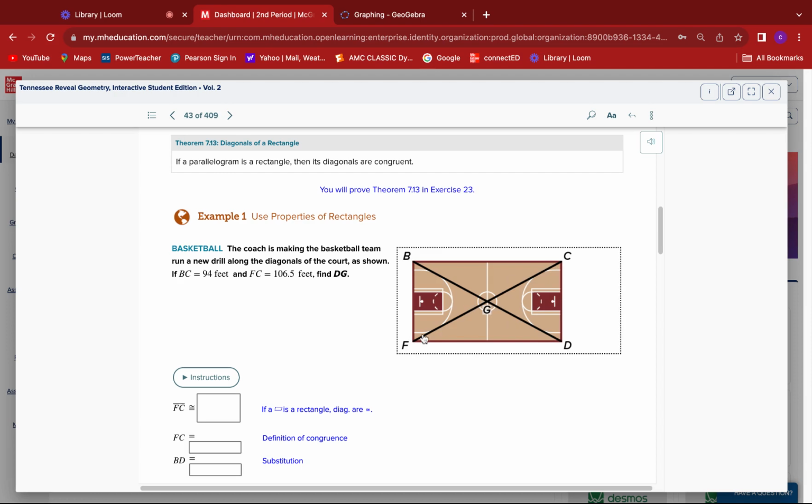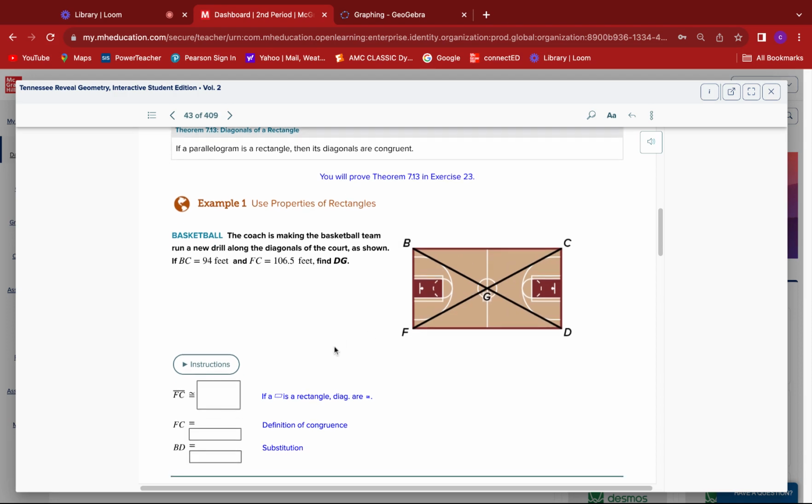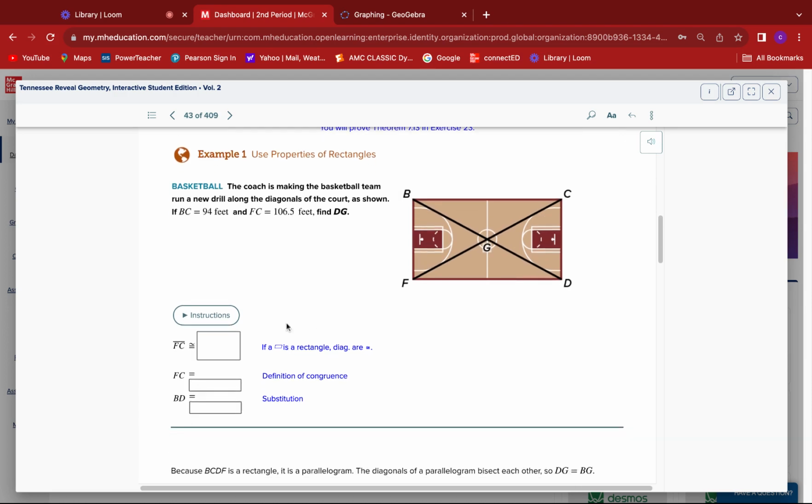Okay, so FC is the diagonal. What I'm going to do is bisect that. That means I'm going to take 106.5 and divide by 2 to find out what each one of these sections is, C to G and F to G. And because it is a rectangle, it will be the same length from D to G. All right, so let's see what they want us to put here.